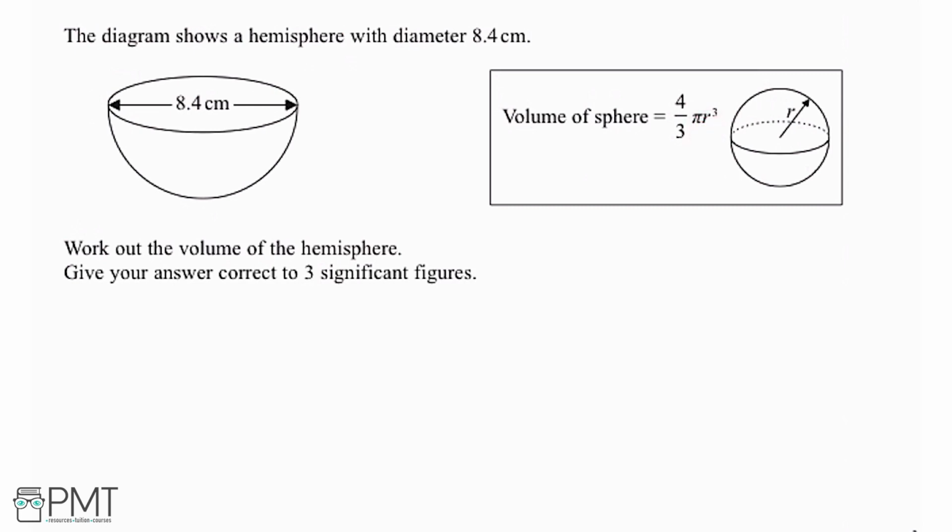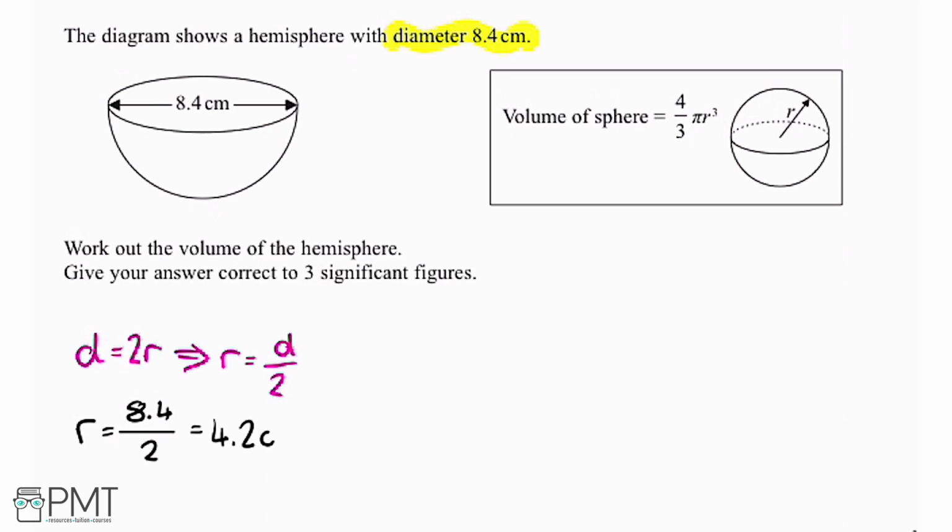We haven't been given the radius at the minute. We've been given the diameter, which is 8.4 centimeters. Now the diameter is 2 times the radius, which implies that the radius is the diameter divided by 2. Therefore, in our case, to get the radius, we divide 8.4 by 2, which gives us 4.2 centimeters.